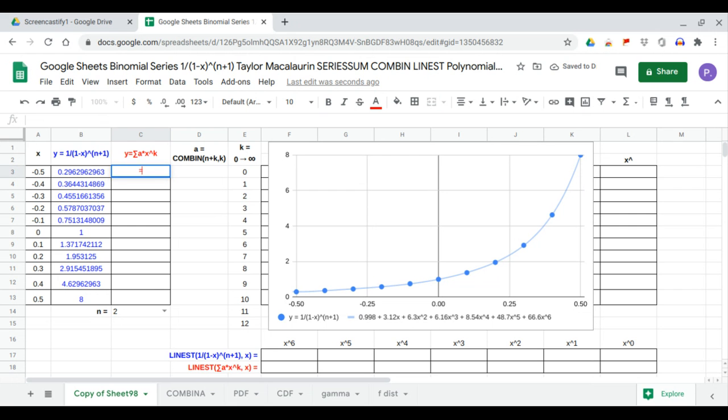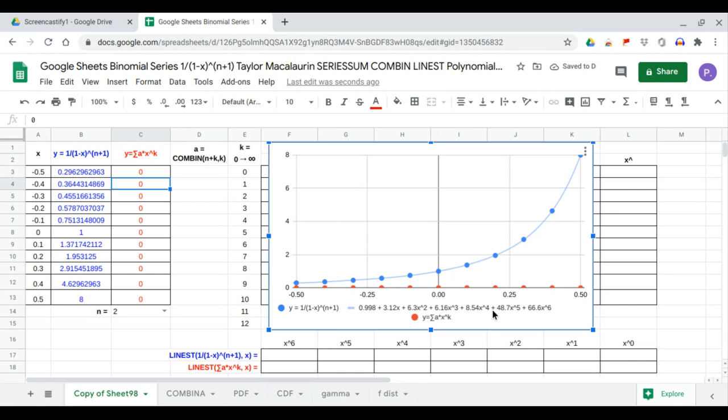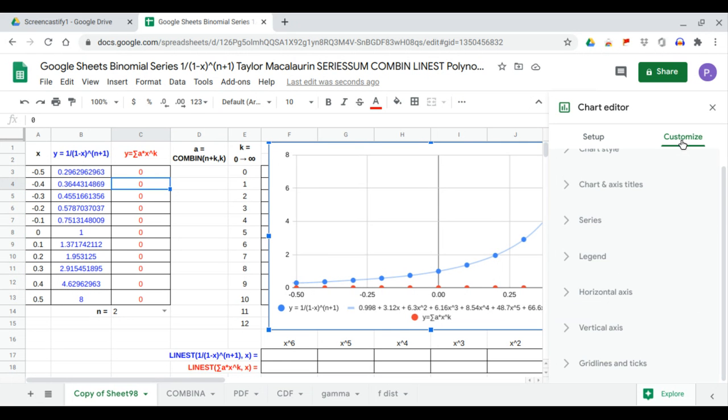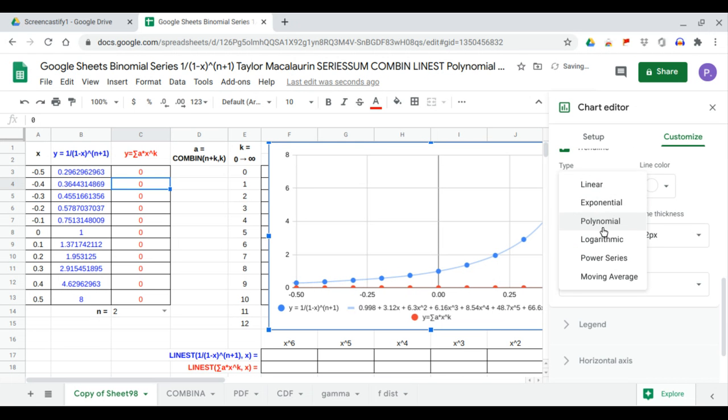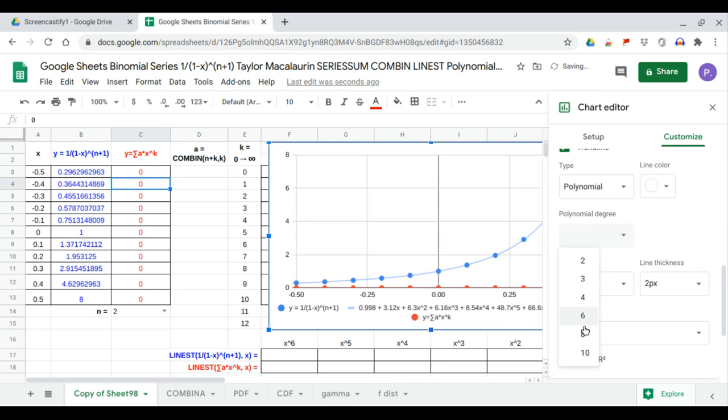So our Taylor Maclaurin series sum will be array formula series sum of the x values that's raised to the power k, where k starts from 0 in interval of 1, and the coefficient will be this range. And we show the trend line and trend line equation, polynomial to the 6th degree, and show the equation.